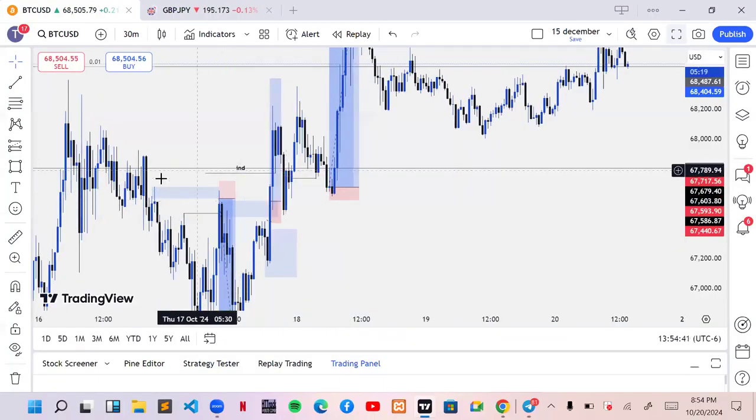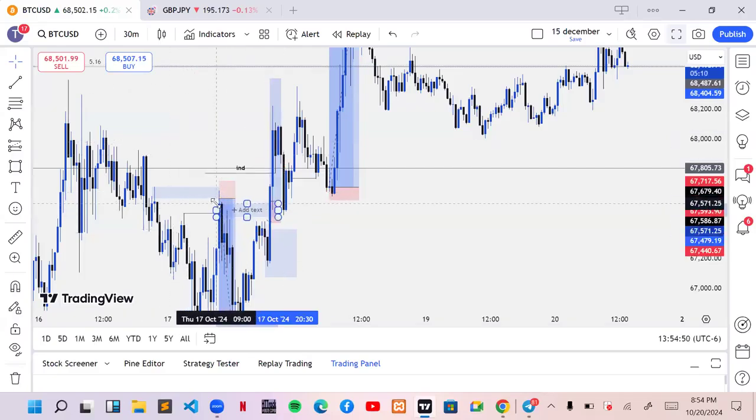Market did the structure shift. This was the inducement, where I marked the zone. From this zone was the entry. This breaker block right here. This is what my entry was. This breaker block right here.